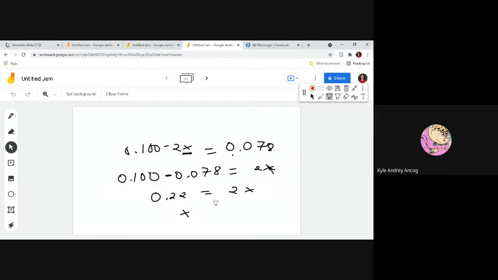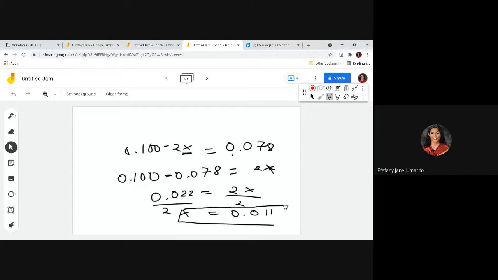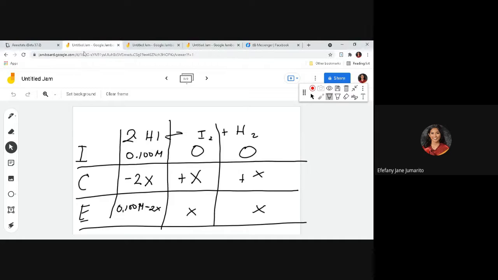Now, x is equal to? 0.011, ma'am. So, what will happen? x is equal to? 0.011. Divide both sides by 2, class. Okay, divide both sides by 2. So, x is equal to 0.011. Alright. So that's it, nakuha na nato ang value.